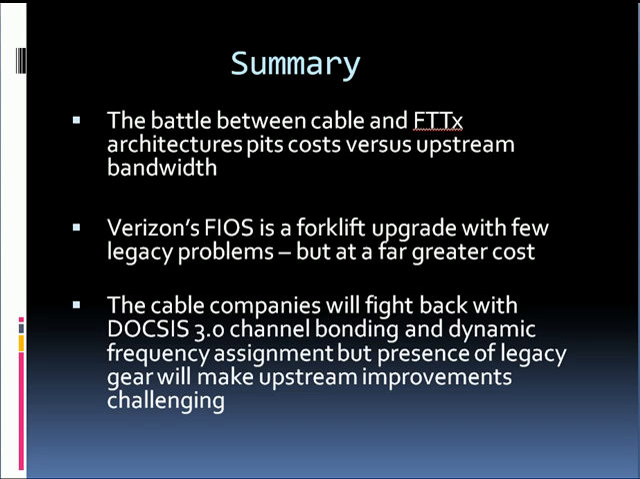In summary, the battle between the cable and fiber to the X architectures pits cost versus upstream bandwidth. Because Verizon's FIOS forklift upgrade has few legacy problems, it is likely to deliver more bandwidth in the near term, but at a far greater cost. The cable companies will fight back with DOCSIS 3.0 channel bonding and dynamic frequency assignment, but the presence of legacy gear in their networks will make upstream bandwidth improvements more challenging.